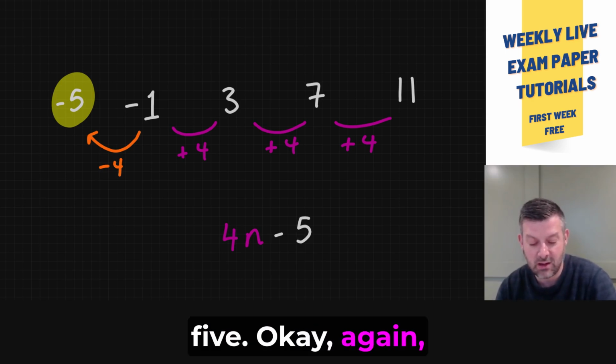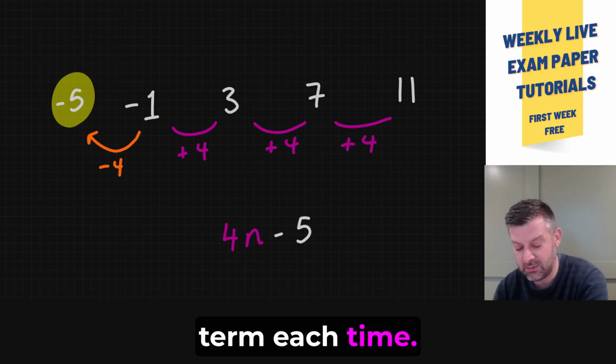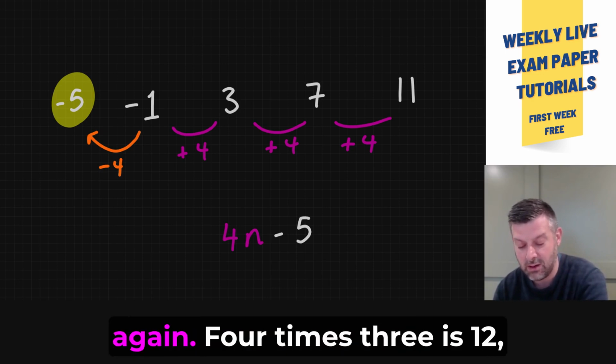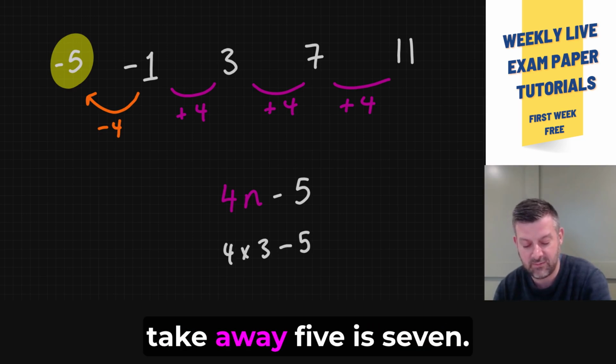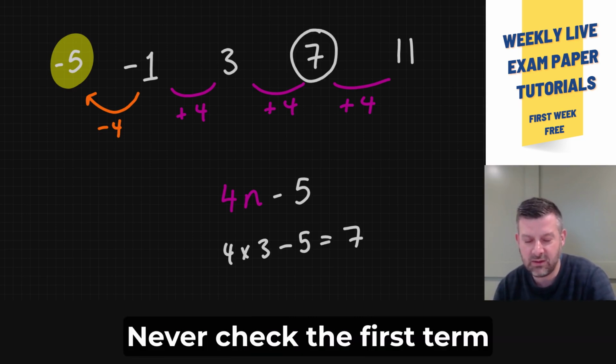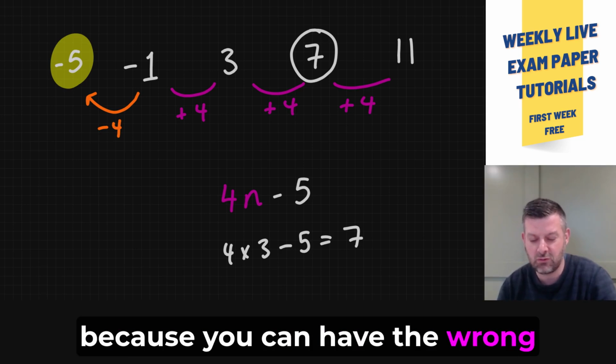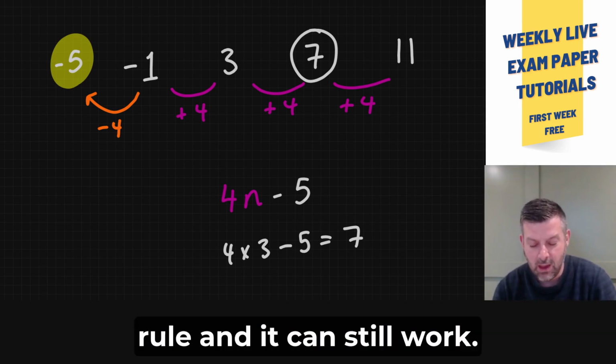Again, I've used the 3rd term each time. Let's check the 3rd term again. 4 times 3 is 12. Take away 5 is 7. It works. Never check the 1st term because you can have the wrong rule and it can still work.